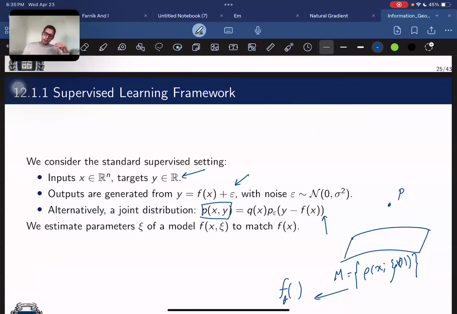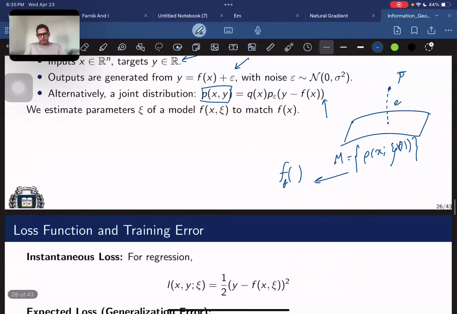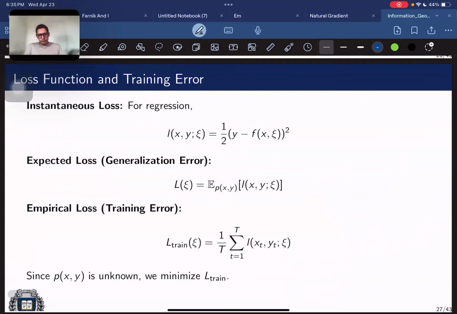And then you go ahead and find the minimization, an E geodesic, or a minimization of KL divergence between the empirical distribution and this space of parametric distributions, which is essentially taking the maximum likelihood estimator. As we saw, minimization of KL divergence is the same as that. Okay.